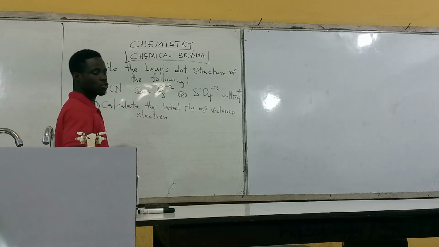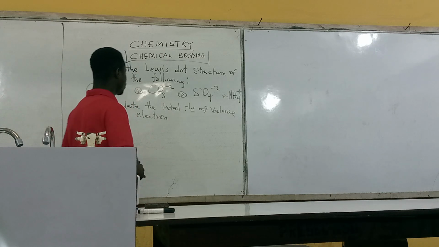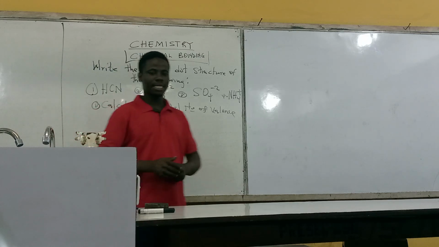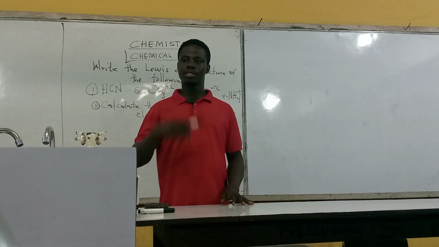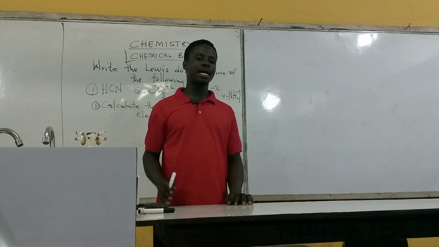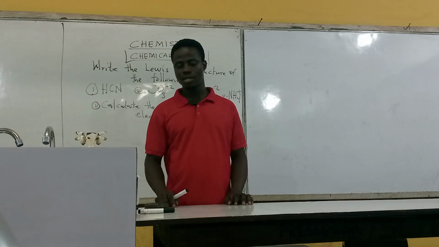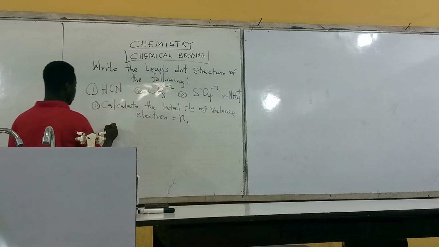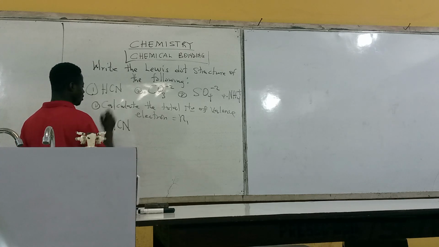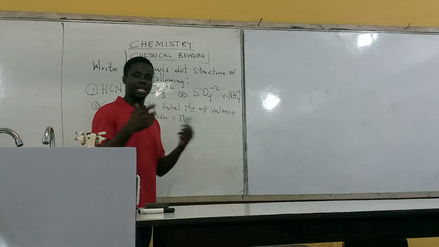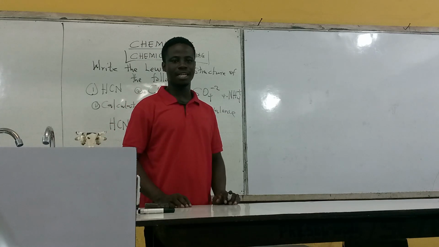the total number of valence electrons. I'll not write it again, but I'm going to denote that by N1. In this presentation, I'll represent the various concepts with N1, N2, N3, and N4. So our N1 is to calculate the total number of valence electrons. Let's pick the first molecule, which is hydrogen cyanide. We are only looking at the valence electrons. Already we have said that we use the valence electrons in chemical bonding. That's why we are using the valence electrons.